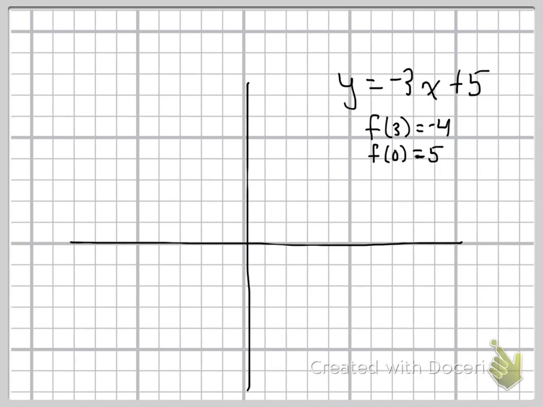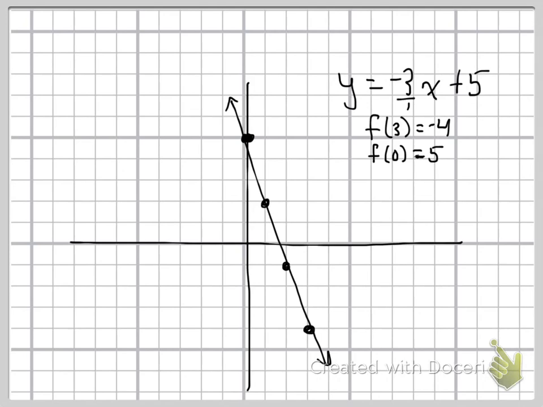So I'm going to start by going up 5. I'm going to rise negative 3, so I'm going to go down 3 and over 1, because my slope is negative 3 over 1. I'm going to do that a couple times just so I can get a good look at my line. Let's do one more. Now I'm going to do my best to draw a nice straight line, but we all know how this is going to end up. Oh, that wasn't too bad.